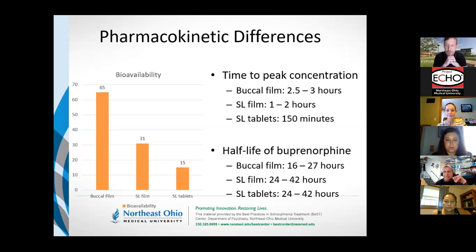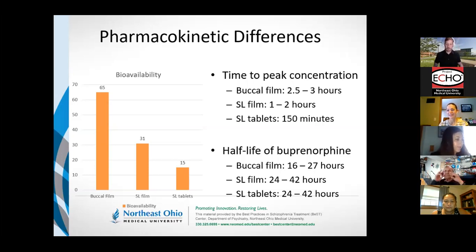The time to peak concentration, so how quickly does the medication get in there? Pretty quick for all of them. Within an hour to 2 hours, they're reaching their peak concentration. So it doesn't take much time for them to start to feel that effect. And then the half-life for these products is right around a day, maybe slightly less for the buccal film.